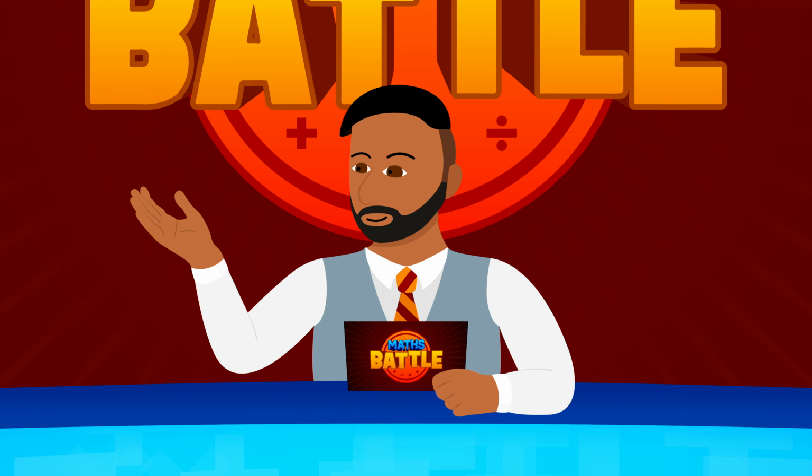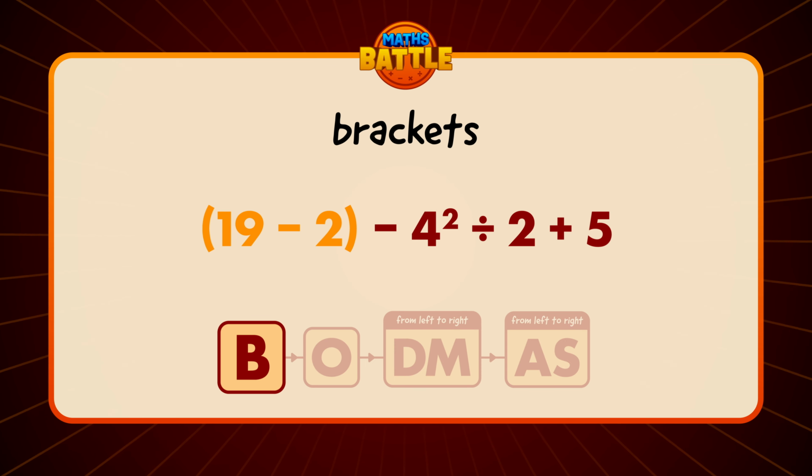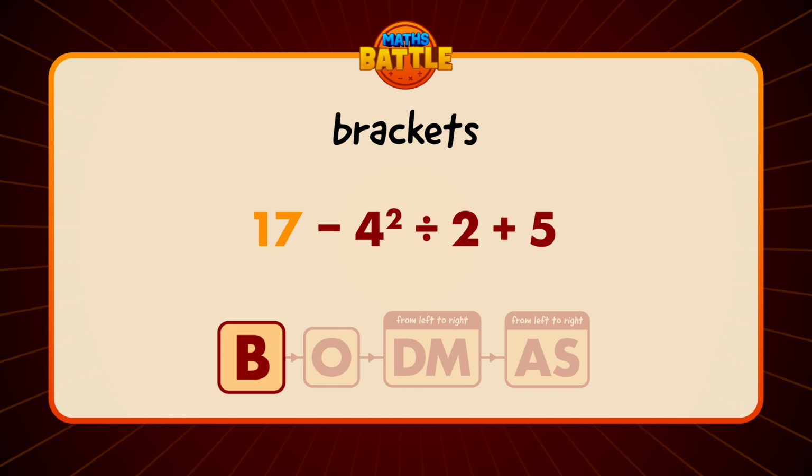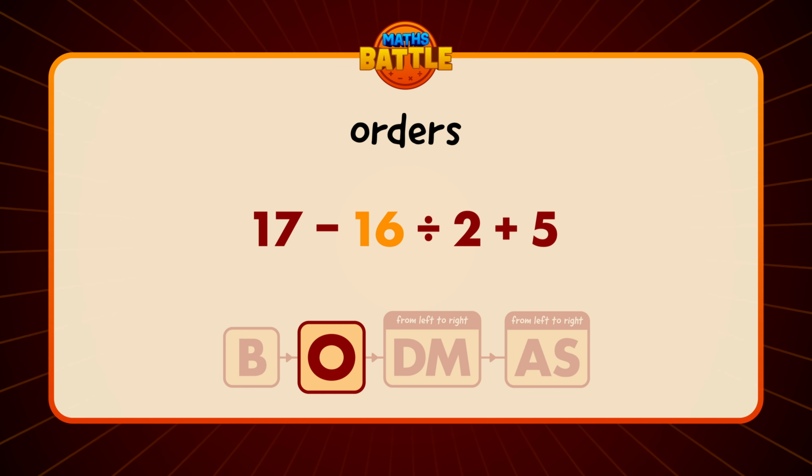Susan, what do you think? So let's start with B, brackets. I'll do 19 minus 2, which is equal to 17. Next is O, orders. 4 squared is 16.